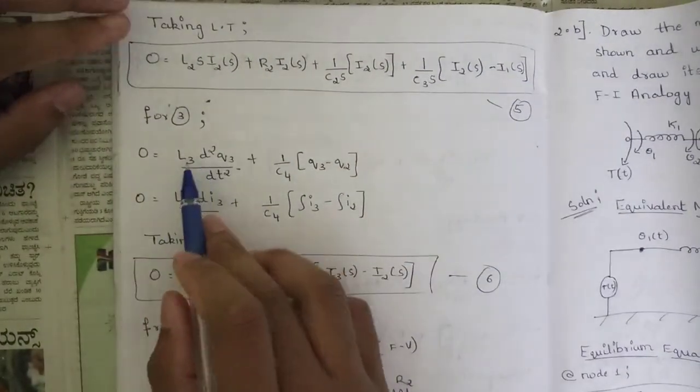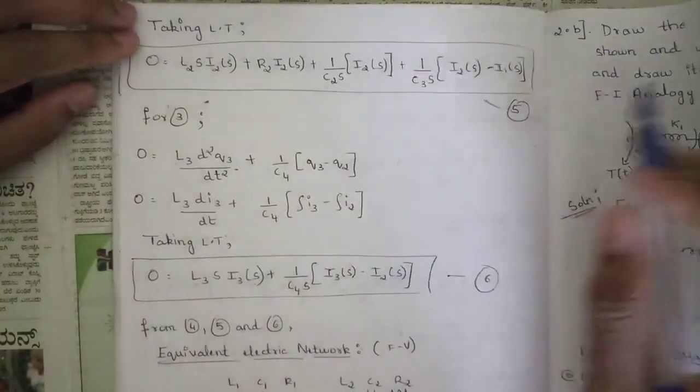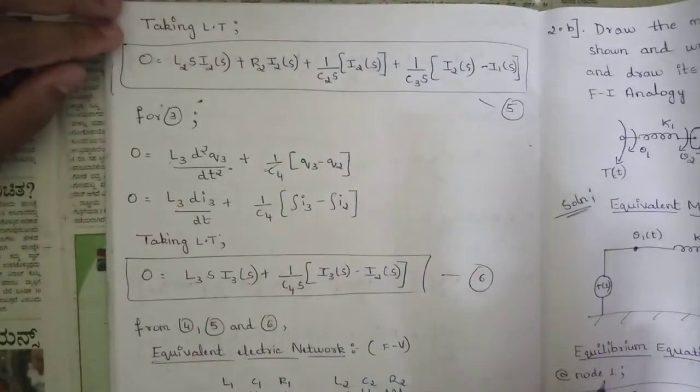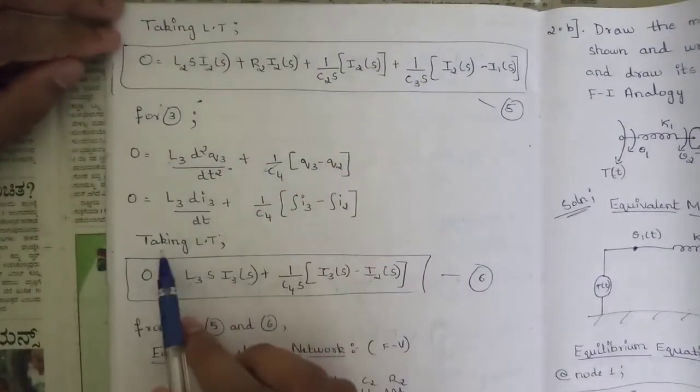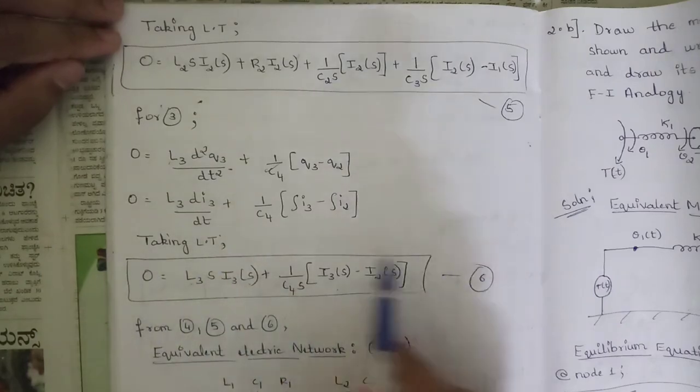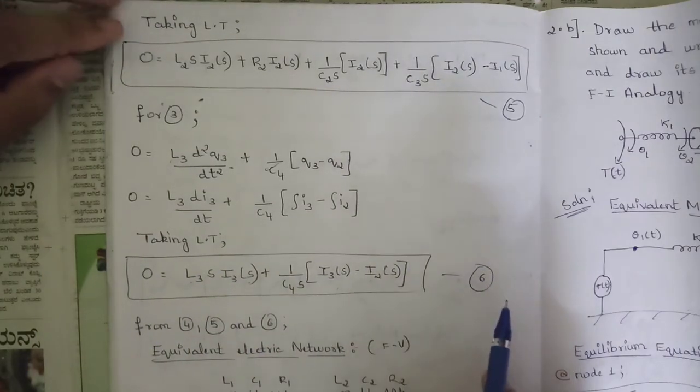Okay, again the same thing. M is replaced by L, and here we have K, right? So K4 is replaced by 1 by C4, and all the substitutions have been done. Take the Laplace transform and write the equation in S domain. Okay, and name it as equation 6.